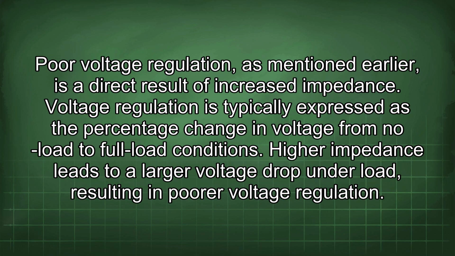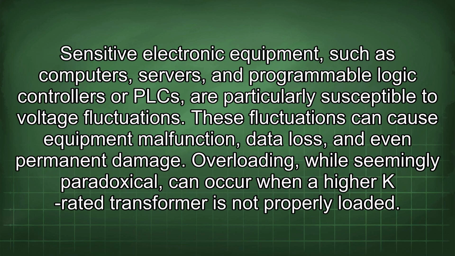Poor voltage regulation, as mentioned earlier, is a direct result of increased impedance. Voltage regulation is typically expressed as the percentage change in voltage from no load to full load conditions. Higher impedance leads to a larger voltage drop under load, resulting in poor voltage regulation. Sensitive electronic equipment such as computers, servers, and programmable logic controllers, or PLCs, are particularly susceptible to voltage fluctuations. These fluctuations can cause equipment malfunction, data loss, and even permanent damage.